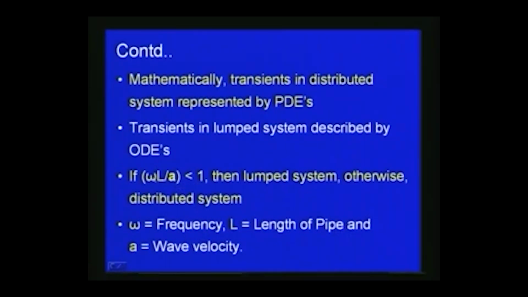So, if you find this relationship omega L by a, if it is less than 1, then the system is a lumped system, and if it is greater than or equal to 1, then we call it a distributed system. So, this classification we can have with respect to the frequency of the wave movement, the water hammer velocity or the wave velocity, and the length of the pipe.